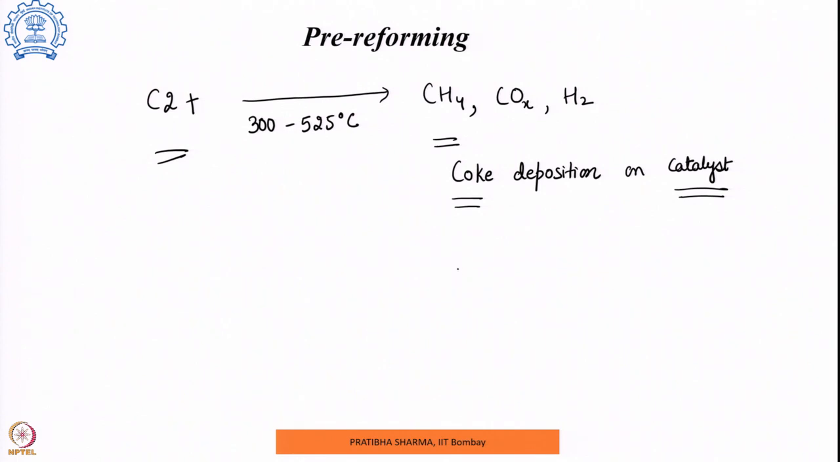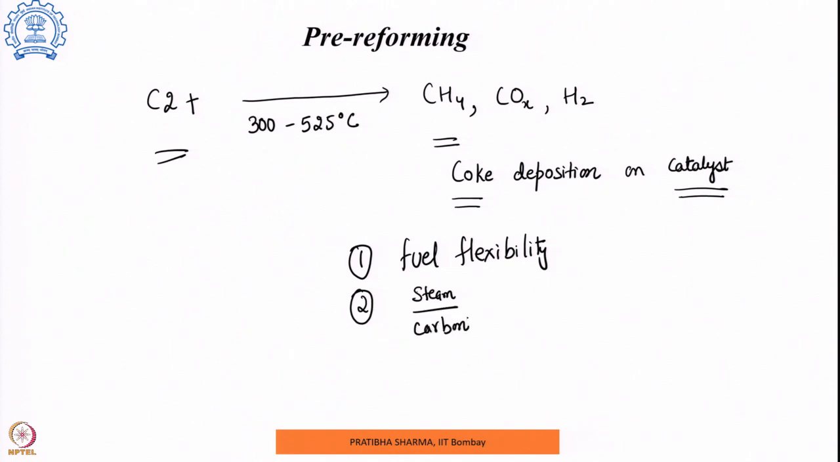Now, the addition of this pre-reforming step is beneficial. It can provide fuel flexibility. So, any type of fuel can be used, which can then be converted into lower hydrocarbon, and thereafter methane steam reforming can be done. Besides, for reduction in the coke formation, we will see that a higher steam to carbon ratio is required. Now, with the additional step of pre-reforming, the required steam to carbon ratio could be lowered, thereby increasing the efficiency even if we are working with higher hydrocarbons.